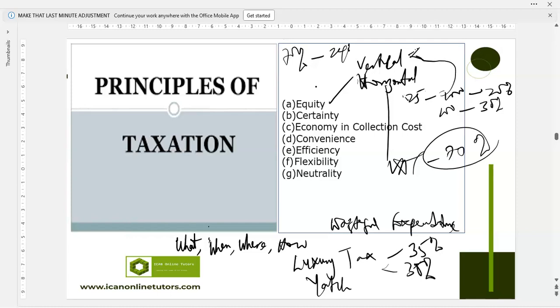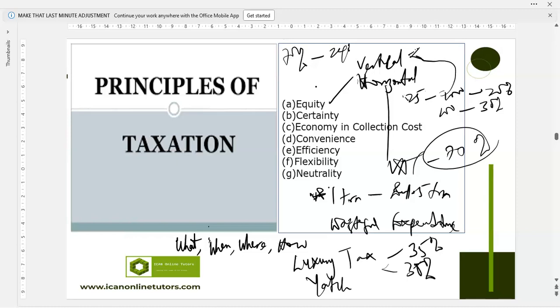So if you say the revenue we generated from the taxpayer this year is 1 trillion naira, and then the cost of administration, the cost of collection, is about 1.5 trillion naira, please tell me, where is the efficiency coming from? Where is the economy in collection cost coming from? Okay, so then we have flexibility, we have neutrality.